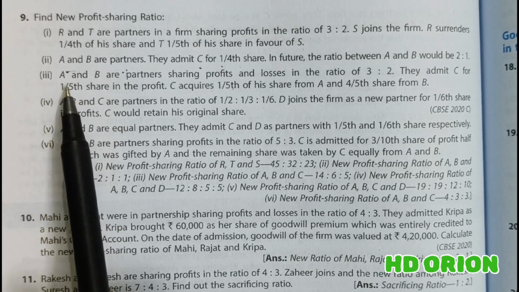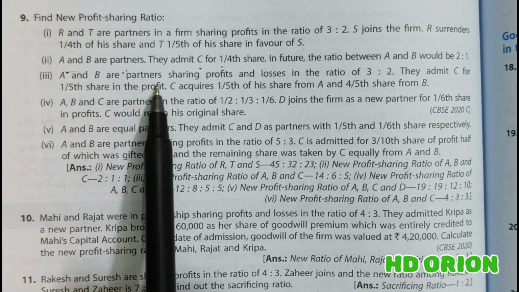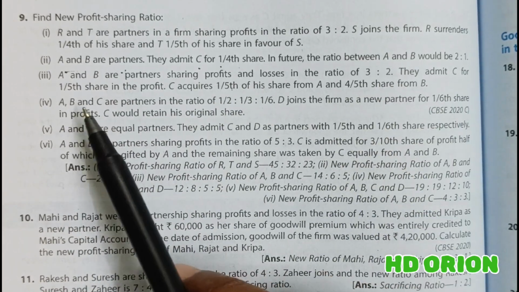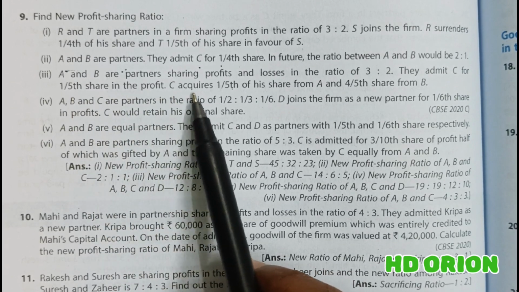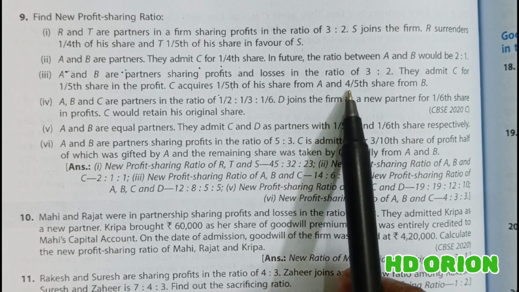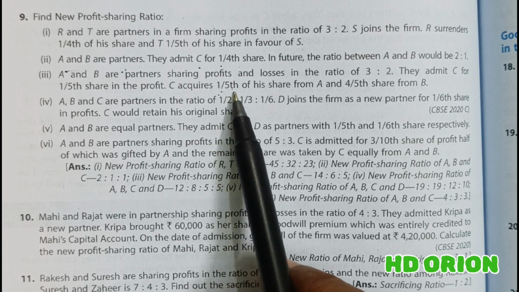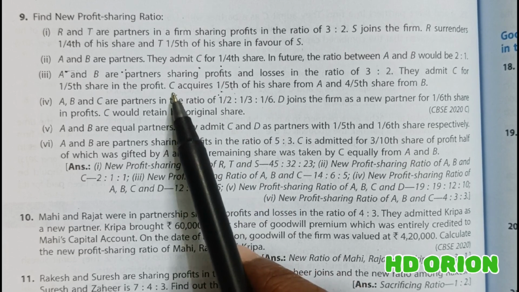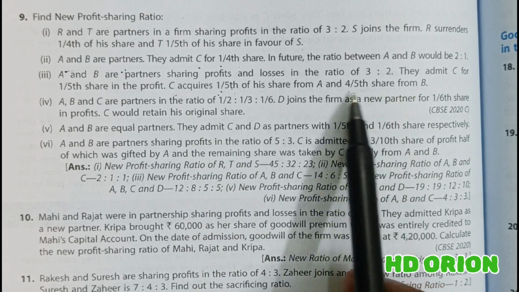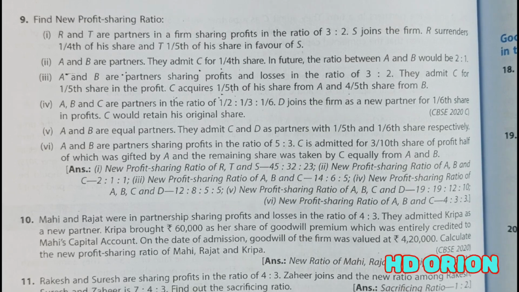Now, question number 3. Ninth 3. A and B are partners sharing profits and losses in the ratio of 3:2. They admit C for 1/5 share in the profit. C acquires 1/5 of his share from A and 4/5 of his share from B. Now 1/5 of his share means of C's share from A and 4/5 of C's share from B. So this line makes the question different from others.